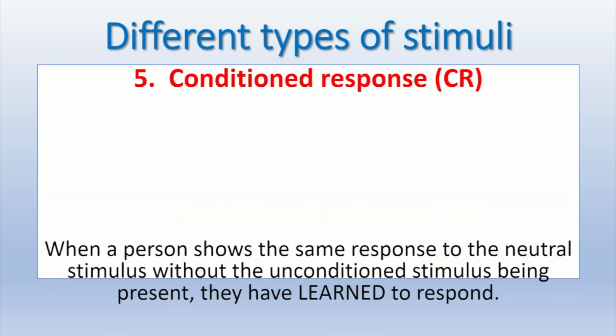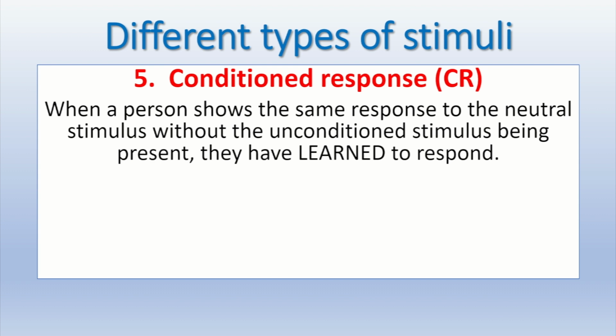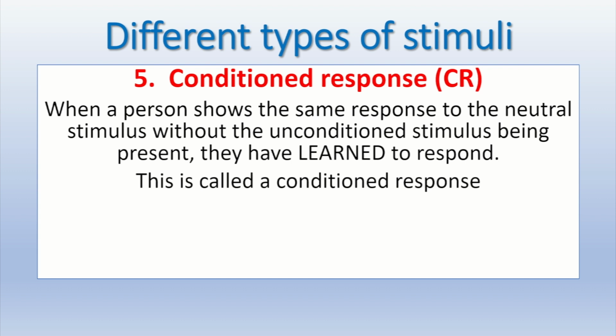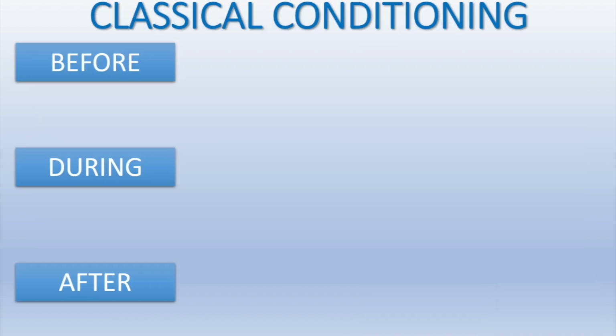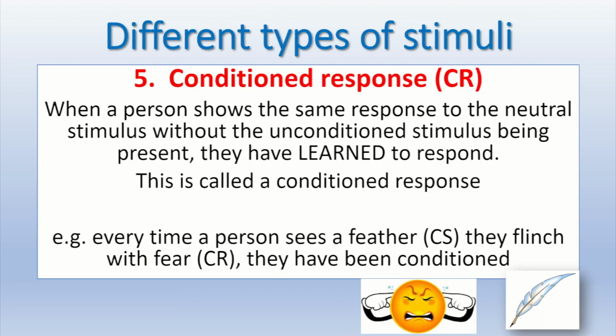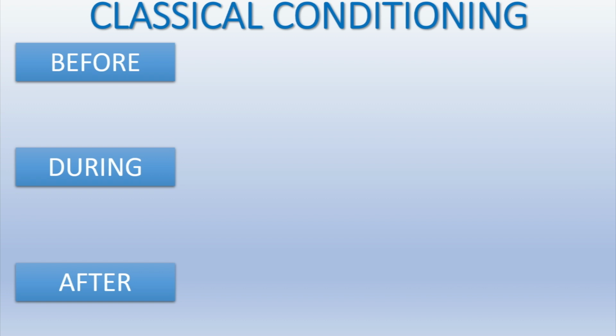And then finally, you've got the conditioned response. So this is when a person shows the same response to the neutral stimulus without the unconditioned stimulus being present. So they have now learnt the response. And that's now called the conditioned response. So every time someone sees a feather, they might flinch and show fear. So they have now become conditioned. So I'll show you a diagram in a minute which might make a little bit more sense to you. Okay, so let's have a look at all of that put together in a bit more of a visual diagram.